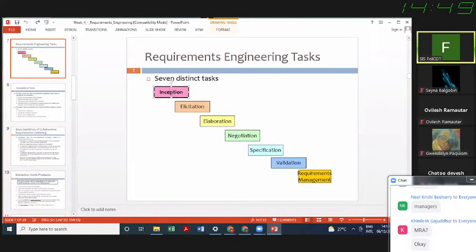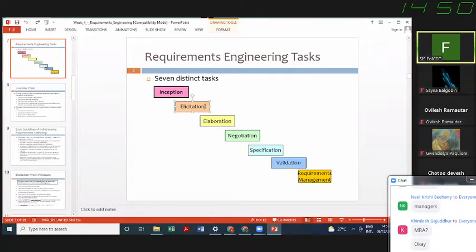Inception, we're going to start. Elicitation, if I have to summarize this in simple English terms, is saying that we have to put things in a simple way. So in elicitation, we have to put down these requirements in a simple way so that everyone is going to understand.